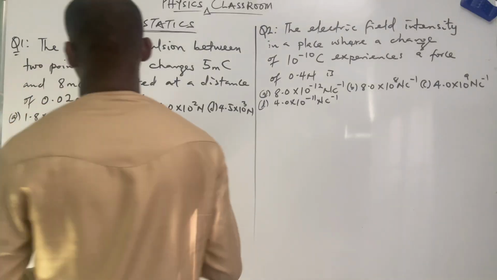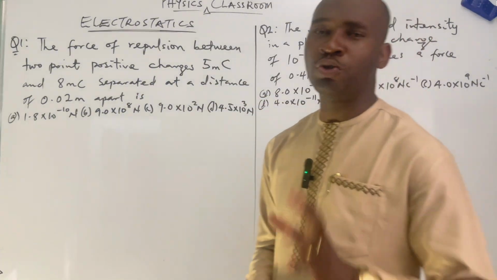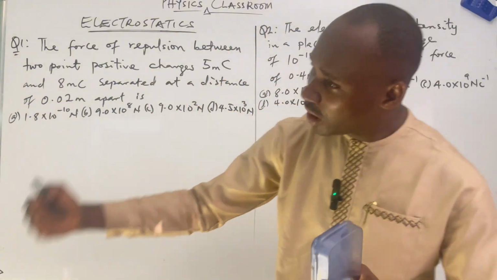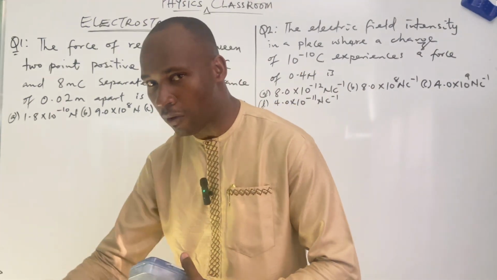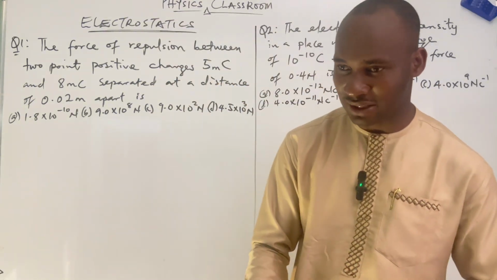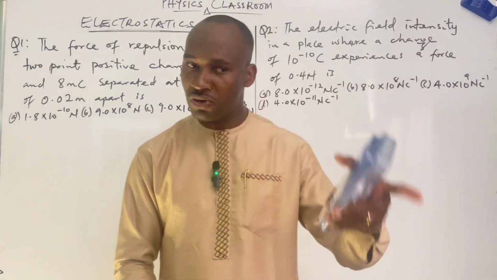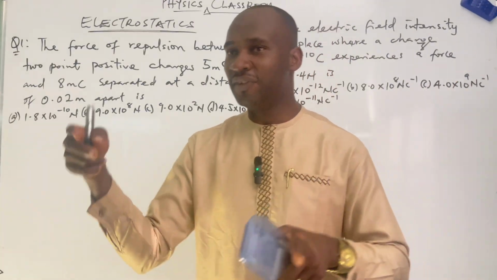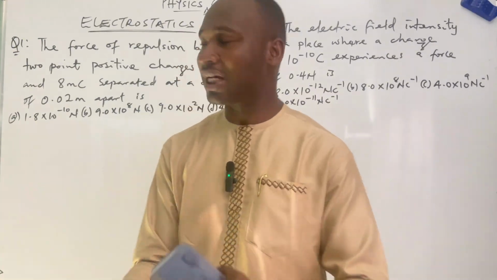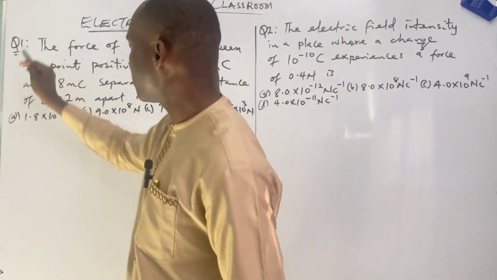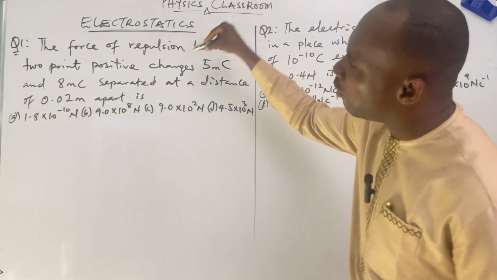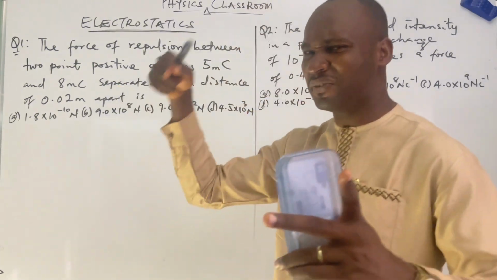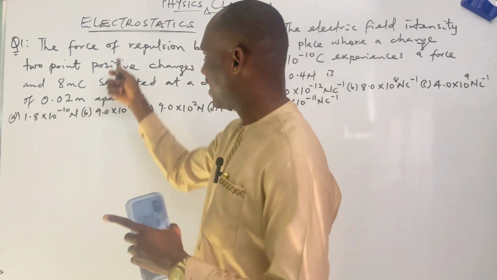Let's take questions. But before the question, I want you to recall from our previous video that like charges repel, but unlike charges attract. If we say like charges, like positive, positive, they will repel. But positive, negative are unlike charges and they will attract. Look at this question. Question 1 says, the force of repulsion between 2 point positive charges, that is positive, positive, hence the repulsion.